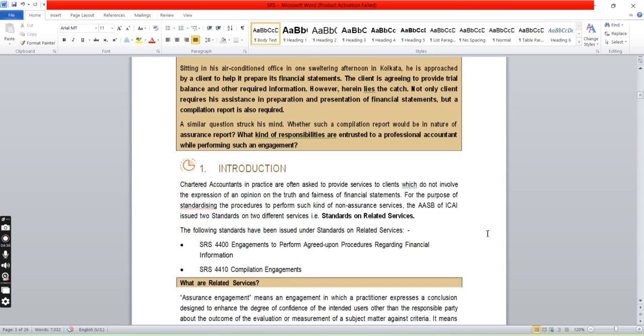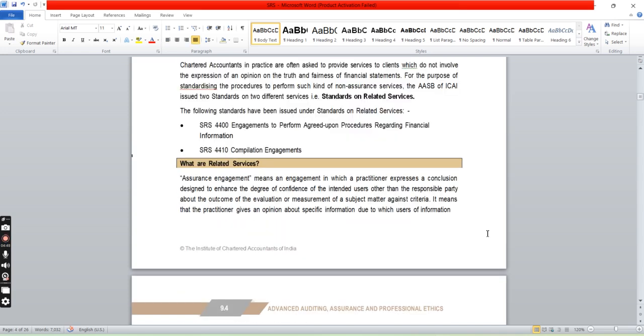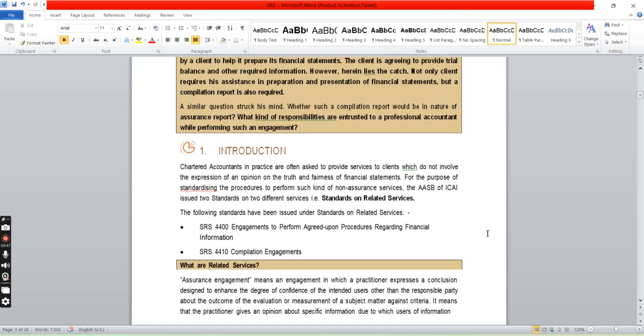So, chartered accountants in practice are often asked to provide services to clients which do not involve the expression of opinion on the truth. So in this SRS we are not expressing our opinion on the truth and fairness of financial statements. For the purpose of standardizing the procedures to perform such kind of non-assurance engagements, this SRS is nothing but the non-assurance services.